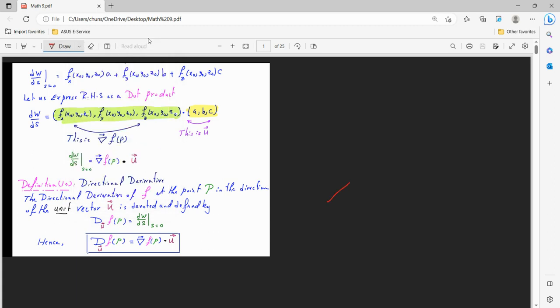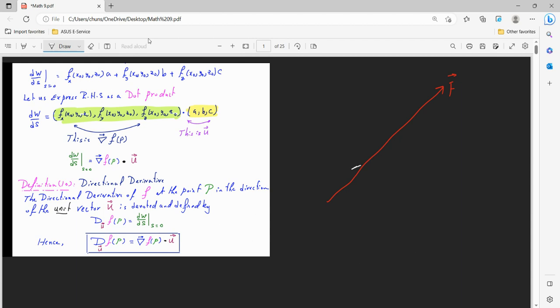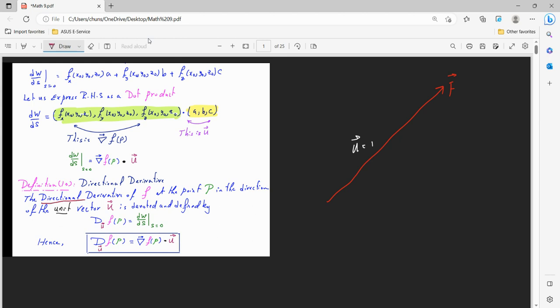So if we have a vector here, we know from other courses that a unit vector is in the same direction as a vector with a magnitude of 1. So when we talk about directional derivatives, as illustrated in this slide, it is the derivative of a function at point P directed in the direction of some unit vector.